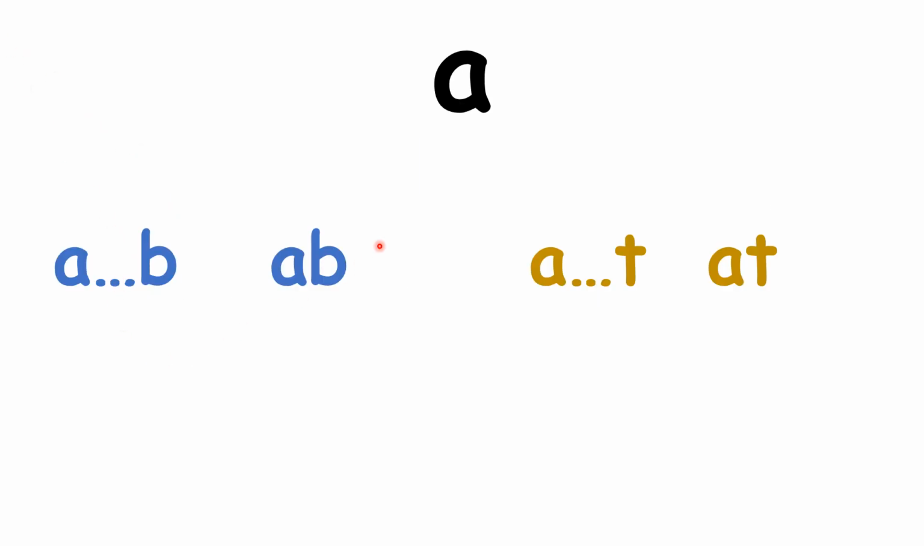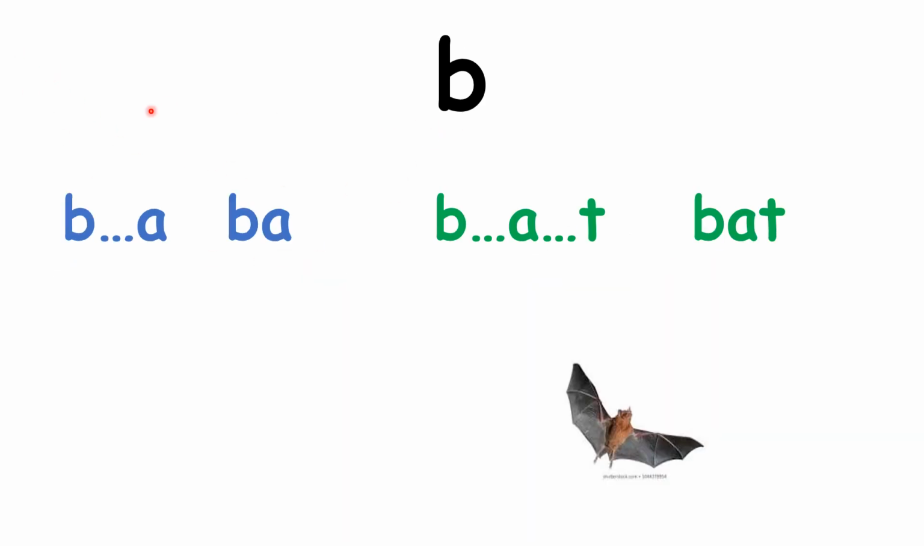So here are the words that start with letter A, sounded as A. Let's read. Ab, ab. At, at. Okay, it's your turn. Again. Next word. Very good.